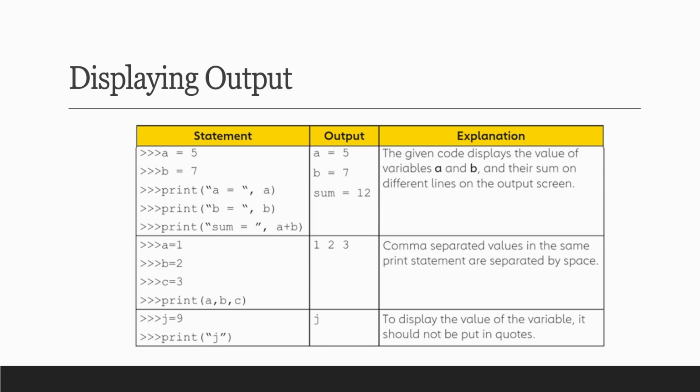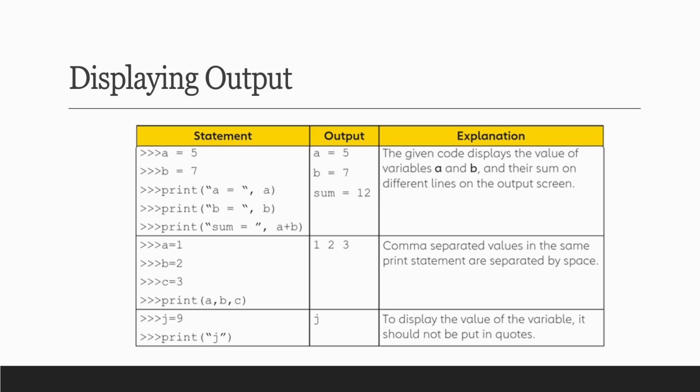This will display as 1, then space 2, then space 3. In the final part of the image, we can see a variable j being defined with the value 9. So j equal to 9. To display the value of j, the code uses the print function, print within double quotes j. However, this will display the string j, not the value stored in the variable j.